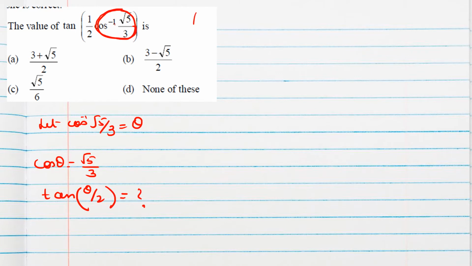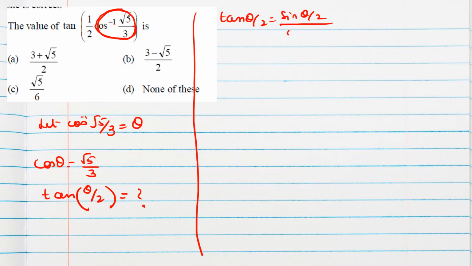Now tan theta by 2, I know it is sine theta by 2 divided by cos theta by 2. But here we got cos value in terms of theta, not theta by 2. Because if we know cos, we can find sine also, isn't it? But in terms of theta only we can find. That means this formula we need to convert in the form of theta.